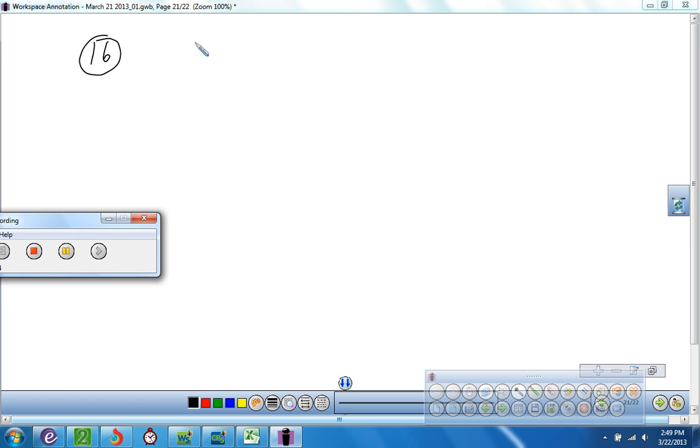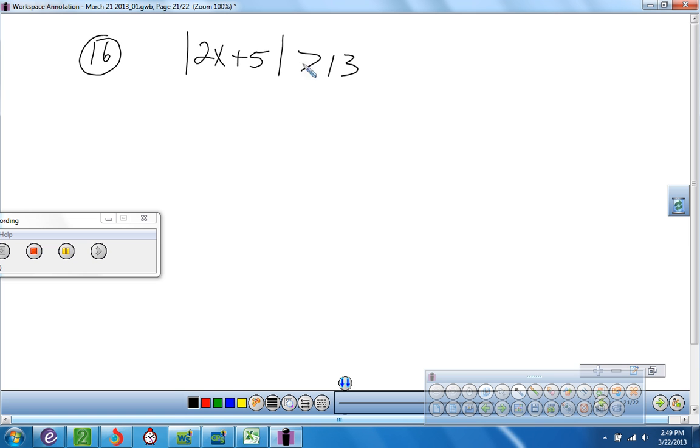Alright, for problem 16, we're told to solve it. We've got 2x plus 5, absolute value is greater than 13. This is going to be an OR because we have a greater. So greater is going to be OR. So we'll set up with 2x plus 5 is greater than 13. 2x plus 5 is less than negative 13.